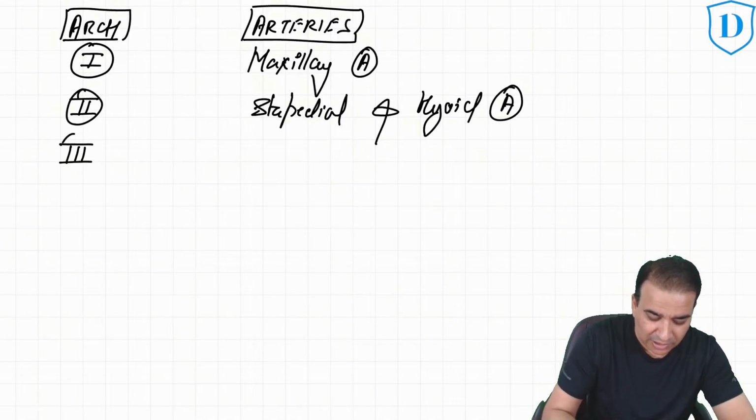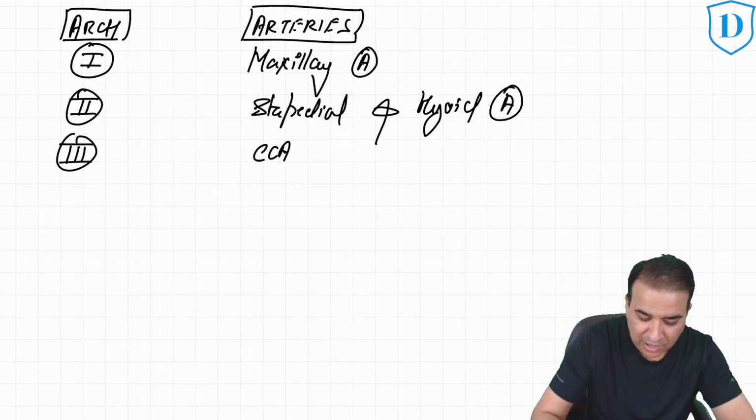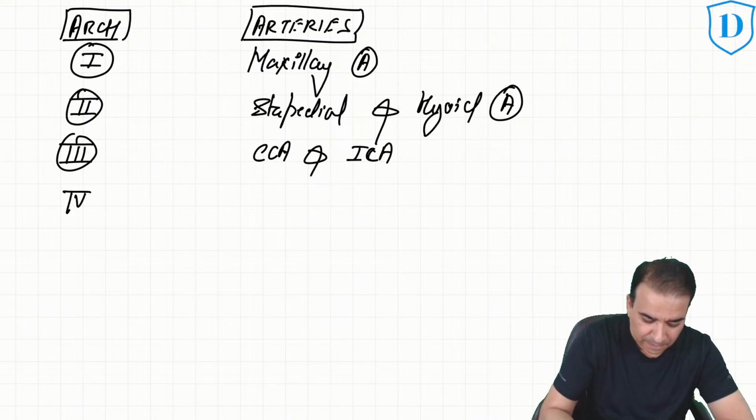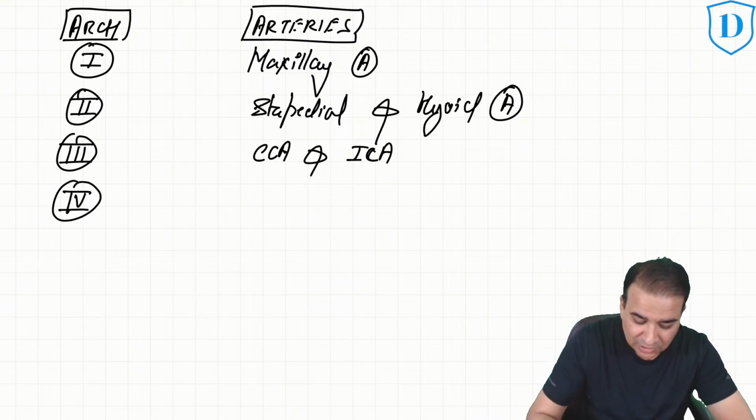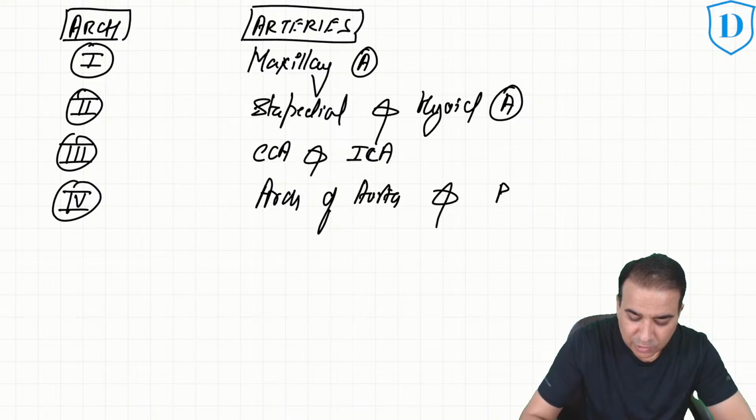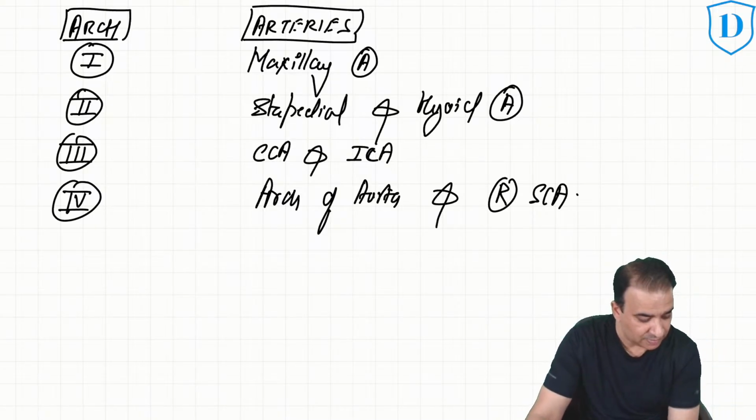Third arch we saw clearly. The third arch will give rise to what? The common carotid artery as well as the internal carotid. You can even say external carotid also, but common carotid and internal carotid are the main ones. The fourth arch artery on the left side forms the arch of aorta, and on the right side forms the right subclavian artery.